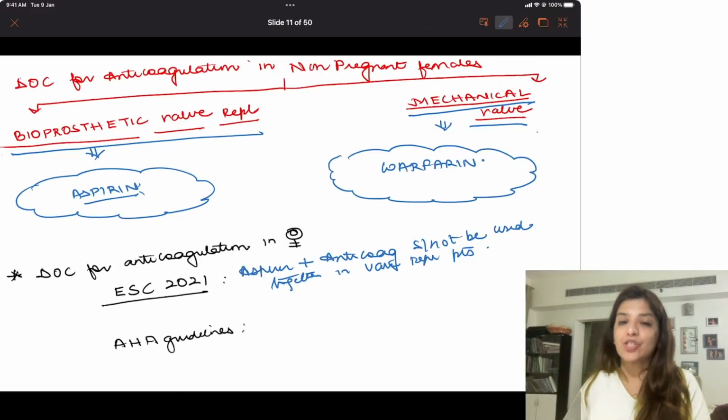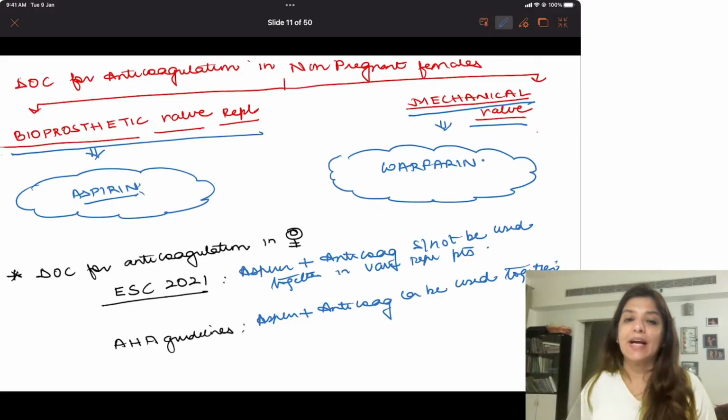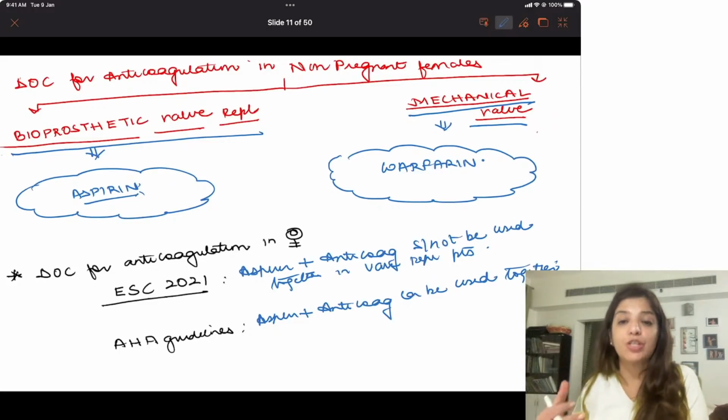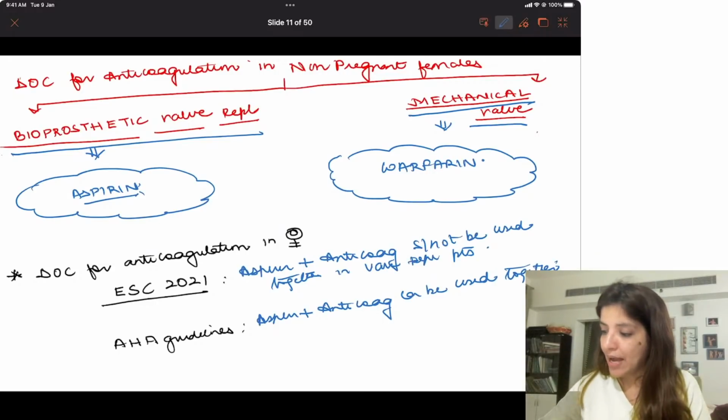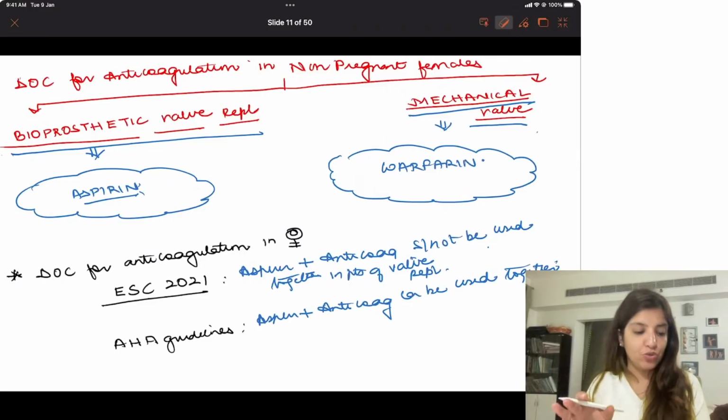The American Heart Association guidelines said that aspirin and anticoagulant can be used together. But these are older ones. The latest European Society guidelines say that in a pregnant female with valve replacement, you should not be using aspirin and anticoagulant together, right? So in valve replacement patients, you are not going to use both of them together, right?